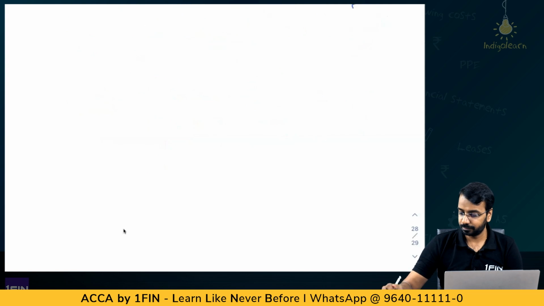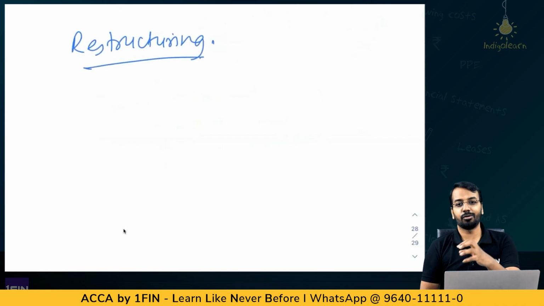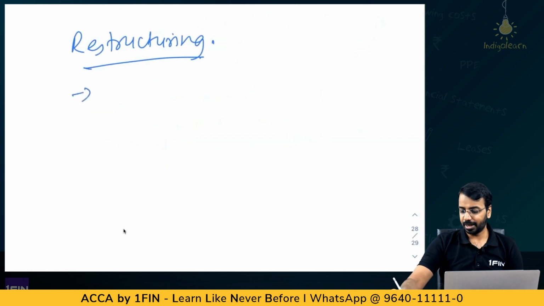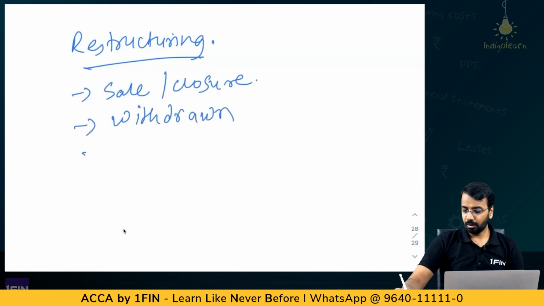Okay. Then if there is restructuring, restructuring means you are shutting down a particular plant, you are shutting down a particular unit, or you are moving employees from one location to another location, or you are generally laying off employees, that is called restructuring. So here there is either a sale or closure, you have withdrawn, or a general reorganizing.